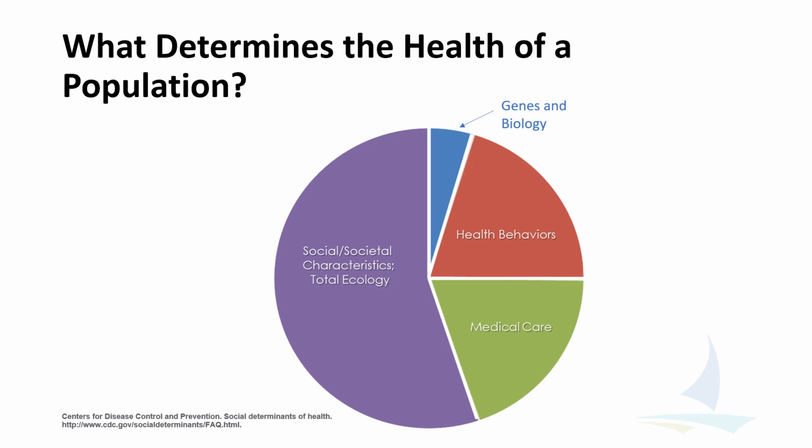The remaining 75% of what determines our health as a population is our total environment or ecology, including the social environment in which we live, plus our health behaviors and, to a lesser extent, our genes and biology. An example of the role these determinants play in our daily lives is through nutrition and physical activity.